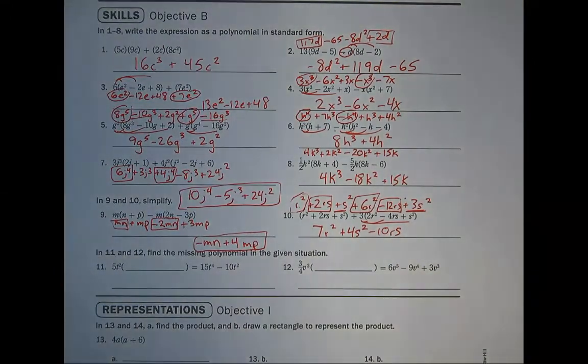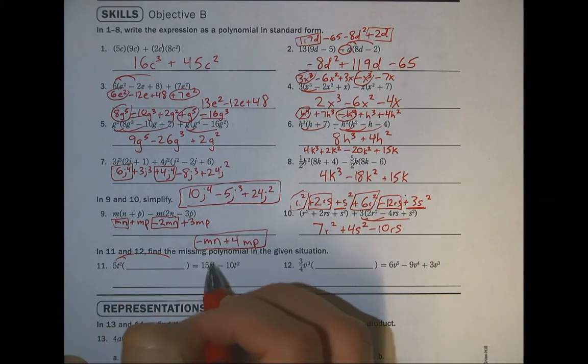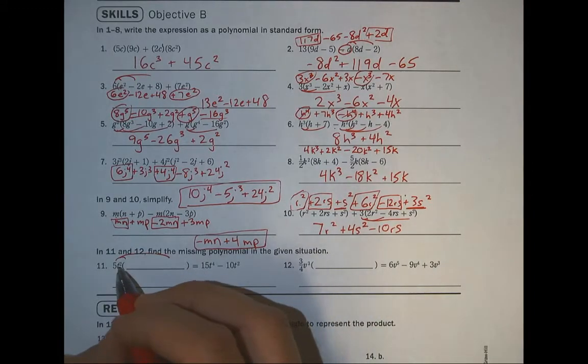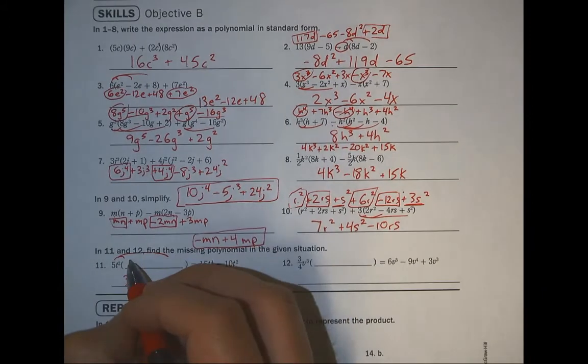All right, 11 and 12, we're going to find the missing polynomial. So what was this multiplied by? It was multiplied by something to create this. So 5 times something gave me 15, that would be 3. And t squared, when it got multiplied by this, became t to the 4th. So I added 2 to it, so it was t squared. So imagine this in here.